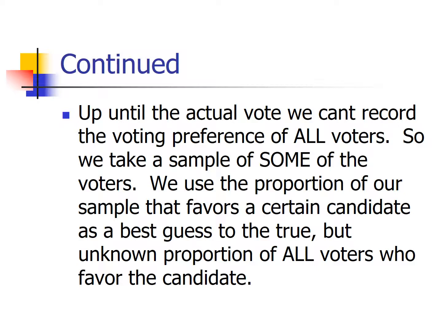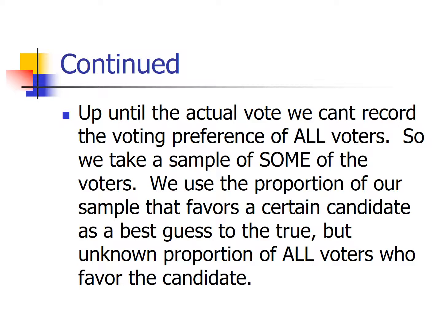Similar idea. Up until the actual vote, we cannot know the voting preference of all voters. So what do we do instead? What we do instead is we take a sample of some voters. We use the proportion of our sample that favors a certain candidate as the best guess to the true but unknown proportion of all voters who favor the candidate, right?